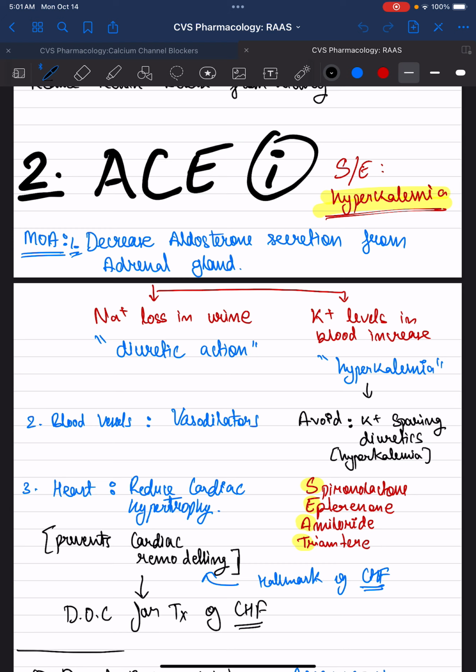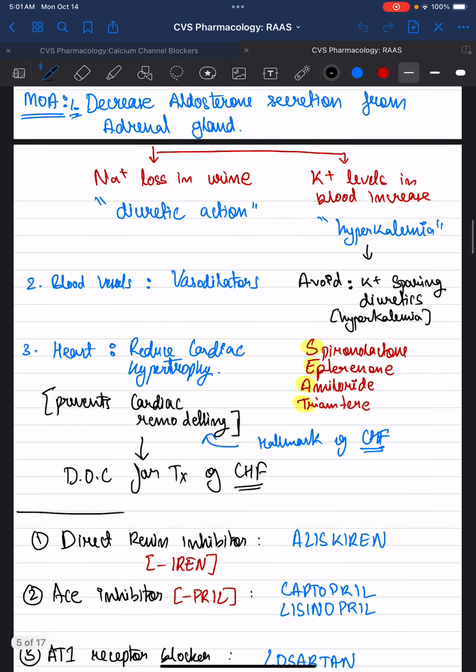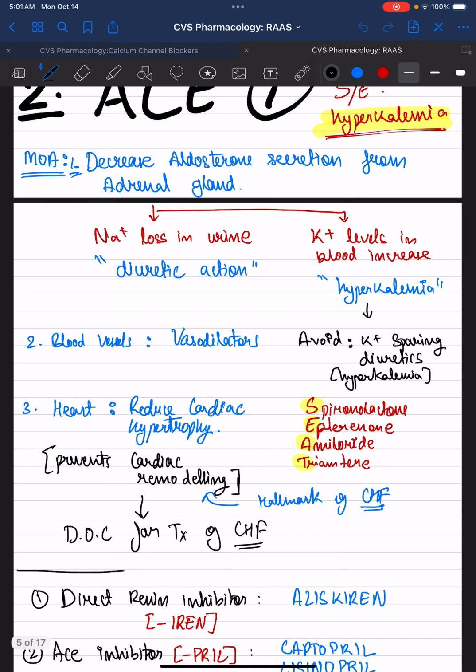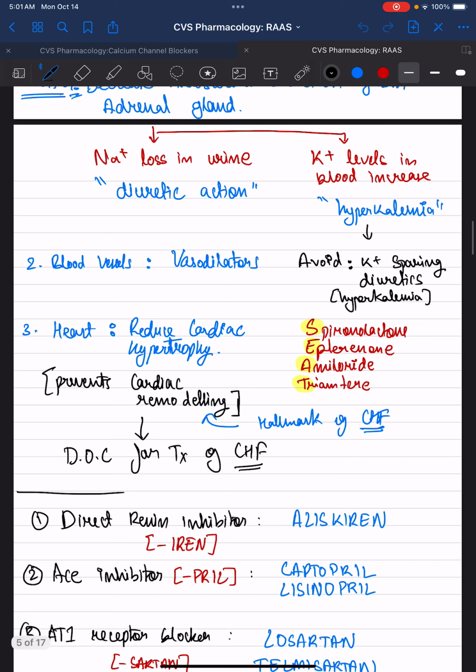So what are the potassium sparing diuretics which we avoid with ACE inhibitors? Those are SEAT: spironolactone, eplerenone, amiloride, and triamterene. These four are the potassium sparing diuretics that we avoid with ACE inhibitors at all costs. We can remember it with the mnemonic SEAT: S for spironolactone, E for eplerenone, A for amiloride, and T for triamterene.